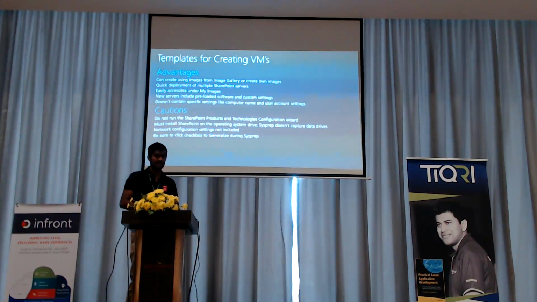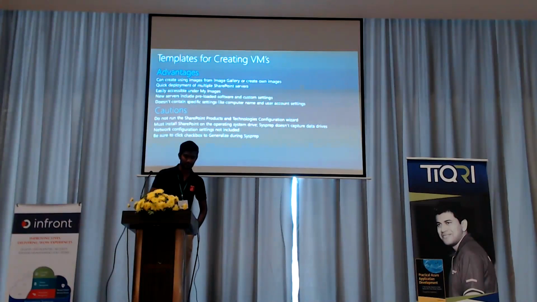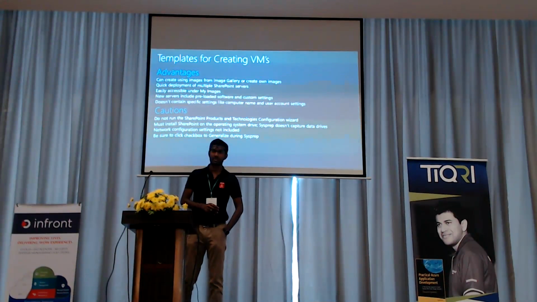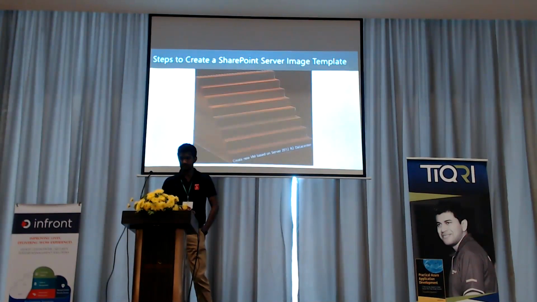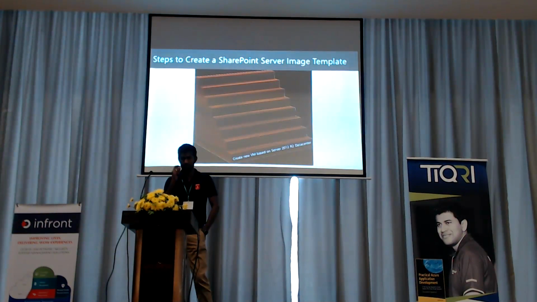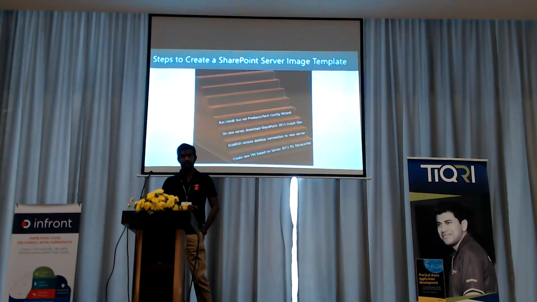Cautions: when you are creating images, keep in mind that you can't run the SharePoint Products Configuration Wizard using the template. So basically, these are the steps. Create a new VM based on the Server R2 version, depending on the SharePoint version you have, and then establish a remote connection to the server. On the new server you can download and install the SharePoint files, binaries, and run the install, but do not run the Products Configuration Wizard, right? Because it's a template.